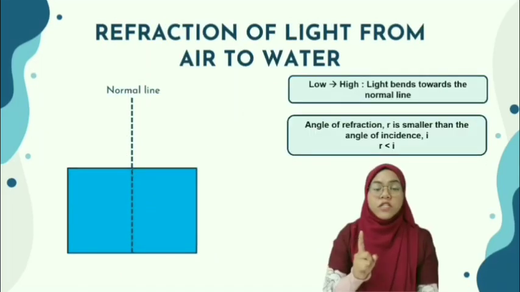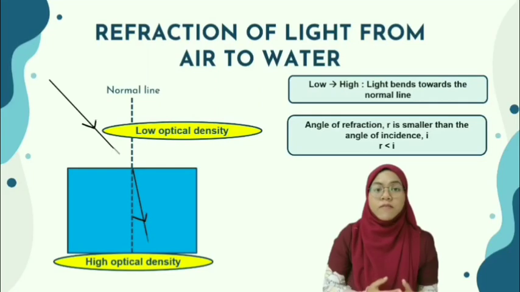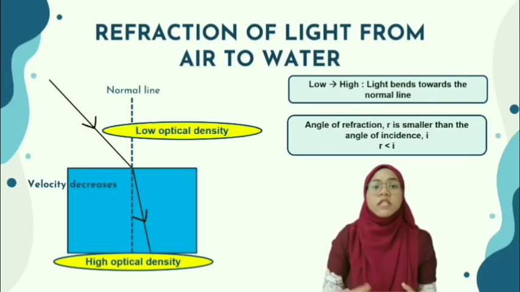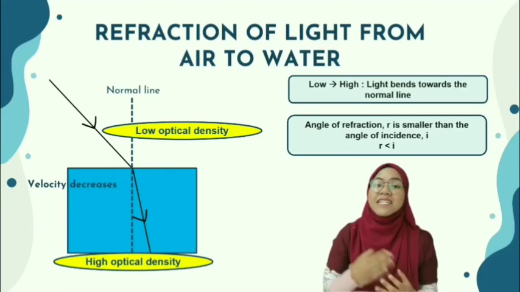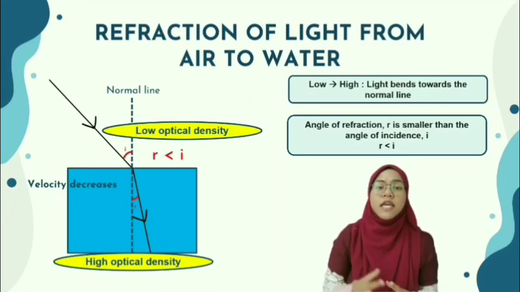The first situation is the refraction of light from air to water. When light travels from a medium of low optical density to a medium of high optical density, light rays bend towards the normal line. This is because the velocity of light decreases when light travels from air to water. Due to this, the angle of refraction R is smaller than the angle of incidence I.